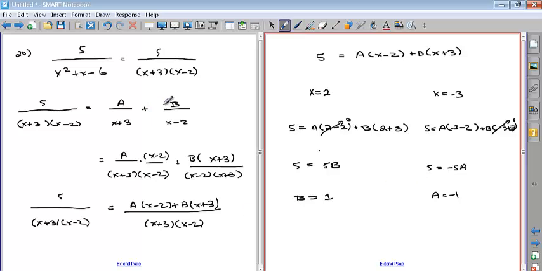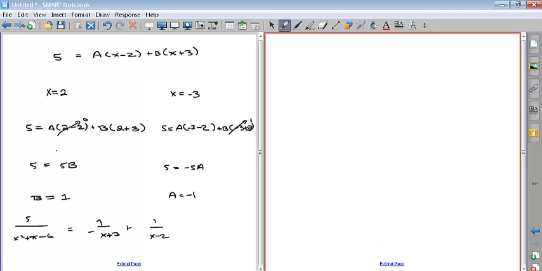And so we substitute those back in here, and the original rational expression is going to be equal to negative 1 over x plus 3 plus 1 over x minus 2. That's equal to 5 divided by x squared plus x minus 6. And what they're saying is prove this is correct.